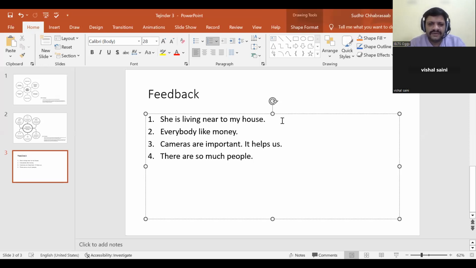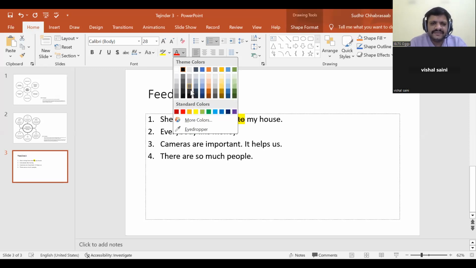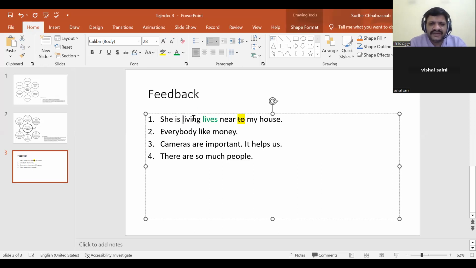She is living near to my home. Not really. You don't need "to" here. Okay. She's living near my home. And it is better to say "lives." She lives near my home. Even "living" is not entirely wrong, but "lives" would be more sensible. Yes.